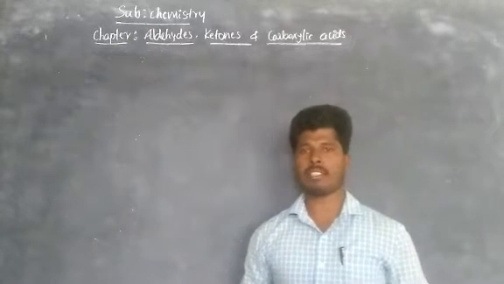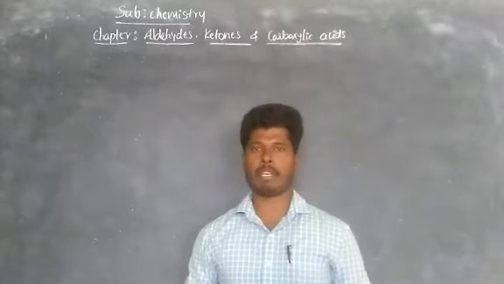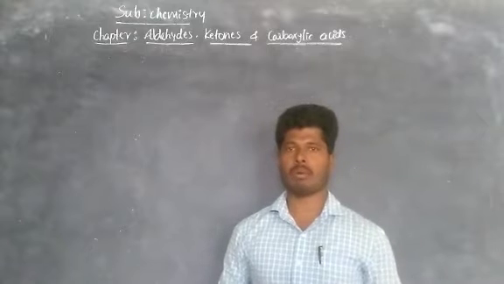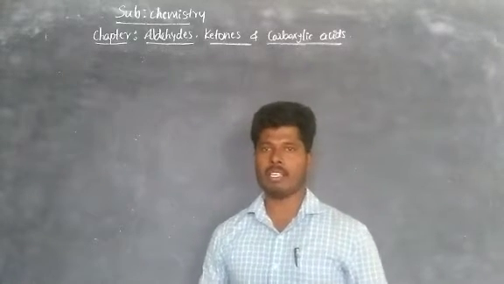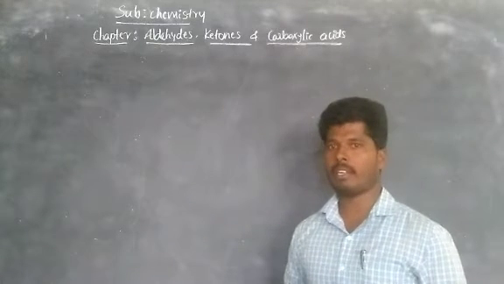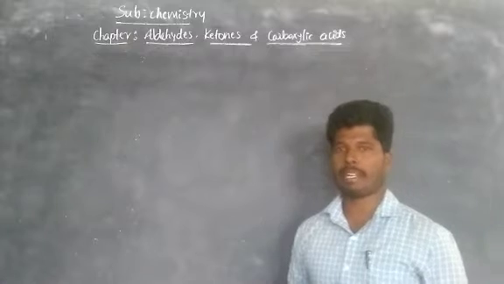Welcome to chemistry class. In the previous class, we discussed some methods to prepare carboxylic acid, that is by oxidation of alcohols, from alkyl benzene and from nitriles. Now we are going to study some more methods to prepare carboxylic acids. The first method is from esters.